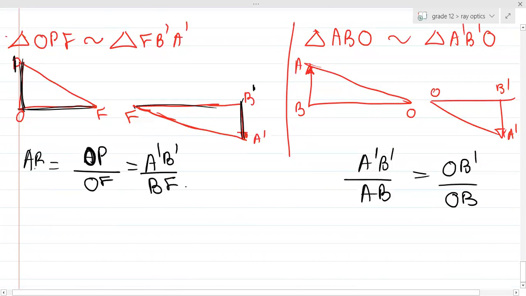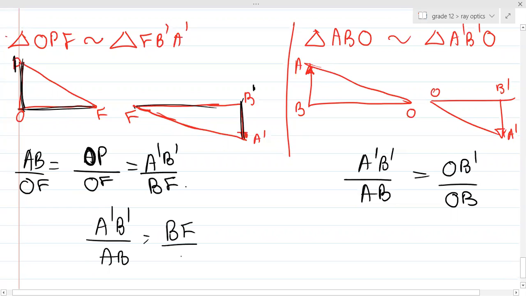I can say this is AB upon OF. If this is AB upon OF, then I can again write it into two things. Can I do like this? A dash B dash upon AB is basically BF upon OF. Can I write it like this? Can I write it like this, guys?